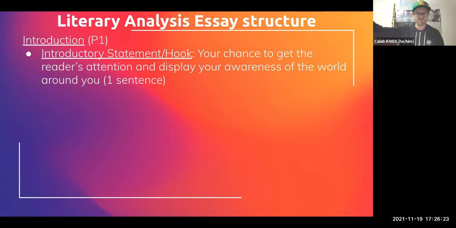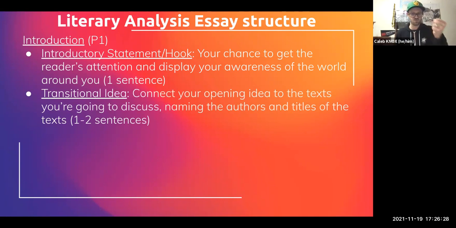That's a bigger statement. And then the next thing you're going to do is have a transitional idea. This is where you connect that hook, that introductory statement, that opening idea to the texts you're going to discuss. So in this sentence or two, if you have multiple texts, you're going to name all of the authors and titles. And if it's just one, you're going to just name that one. So with the hook that I used, a transitional idea would be something like, among all of these love stories, one of the most famous is Romeo and Juliet by William Shakespeare.